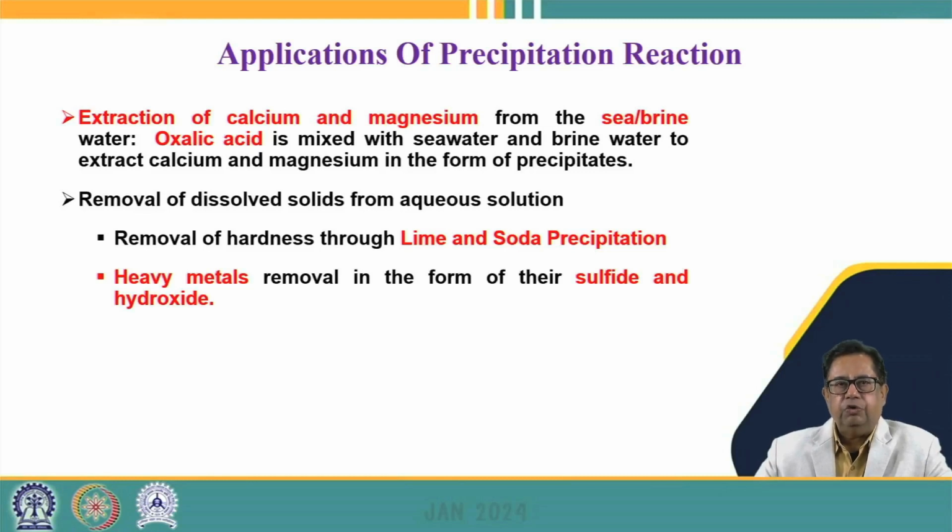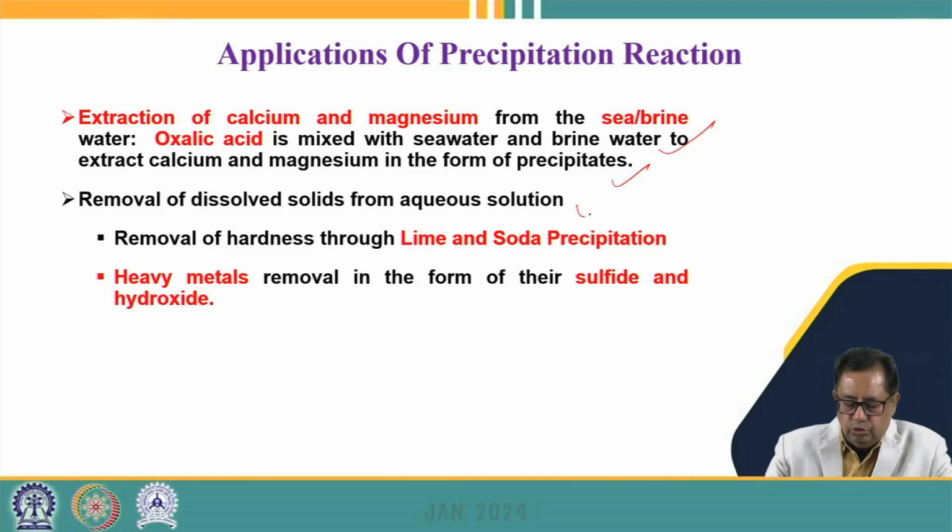So now we come to the application of the precipitation reactions, where we may use such precipitation reactions for the extraction of calcium and magnesium which is present in a highly salty water which is coming from sea, or we are having a brine water. So from there, if we add oxalic acid to it, it may form calcium oxalate, magnesium oxalate, and it may form the precipitates of such calcium and magnesium, and this may lead to the removal of calcium and magnesium from the highly salty sea water or the brine water.